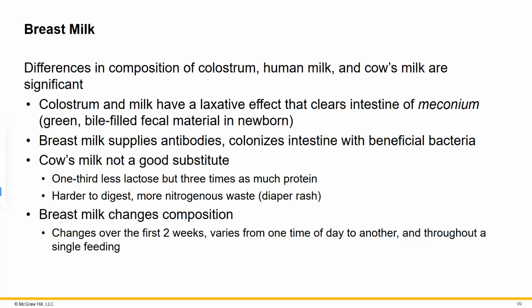It has 1/3 less lactose, but 3 times as much protein. It's harder to digest, which means that the baby is going to have more nitrogenous waste, which leads to diaper rash. It also doesn't stimulate the digestive tract to eliminate that bile. So bile can start to accumulate inside of the baby, and that can be fatal or can cause lifelong neural defects. Breast milk changes composition. It changes over the first 2 weeks, varies from one time of the day to another, and throughout a single feeding.